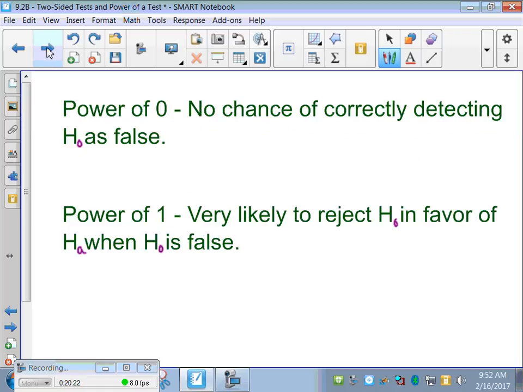Okay? So the closer you are to 0, you have no chance of correctly detecting that the null is false, right? The closer you are to 1, the more likely you are to reject the null in favor of the alternate hypothesis, as you should do.